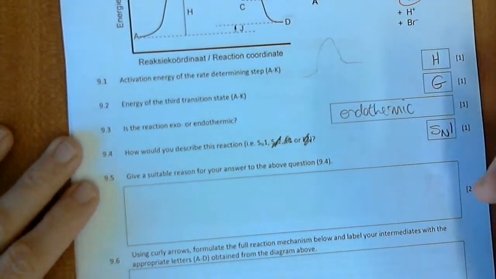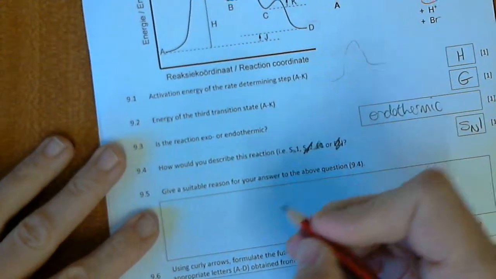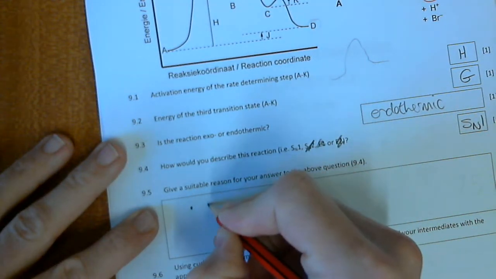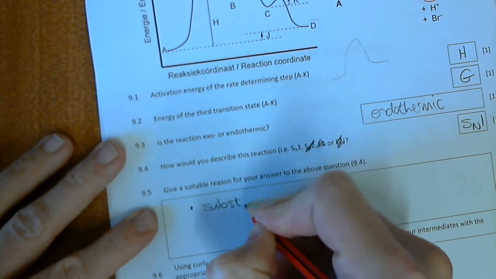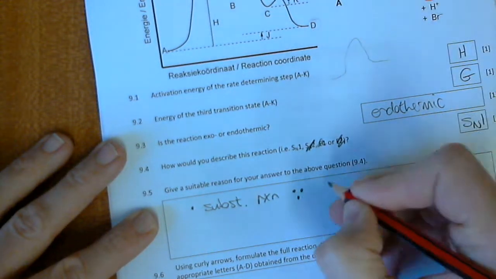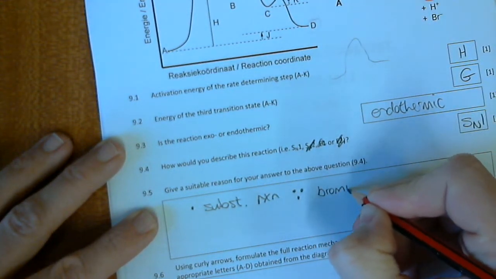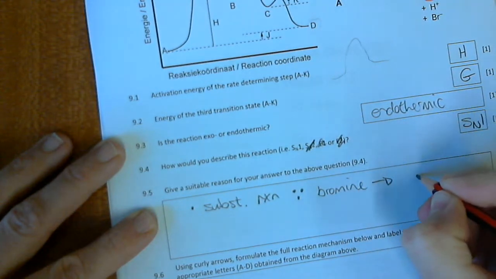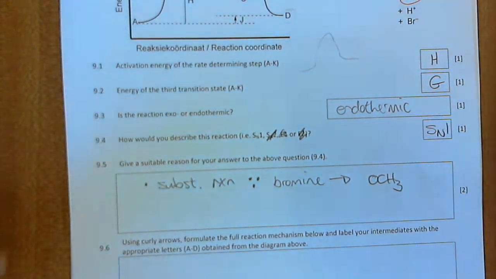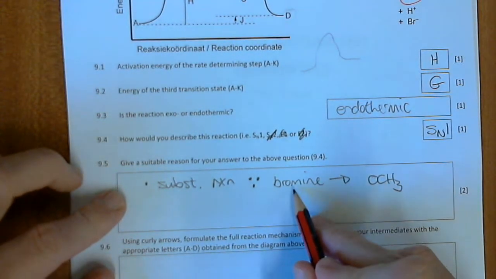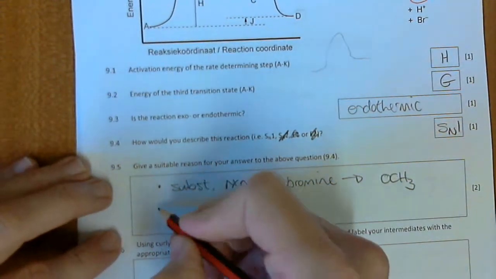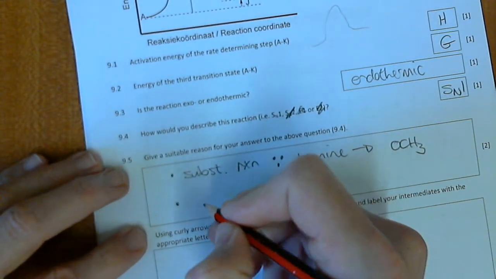And so there are actually a number of different things that you could have said, but the first thing is that, well, it's a substitution reaction, all right, because the bromine is going to an OCH3, a methoxy group. All right, that's one valid reason for this, is that you're substituting bromine for a methoxy, so it must be a substitution reaction.